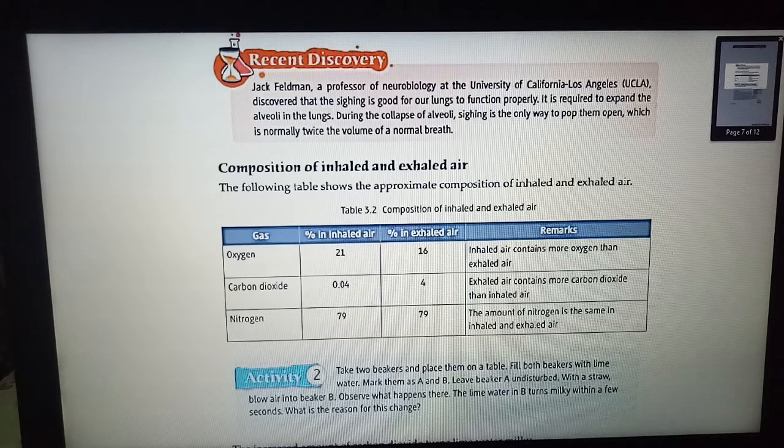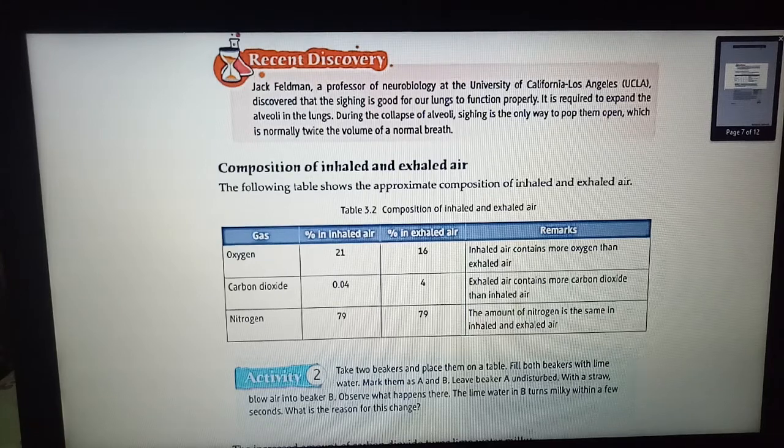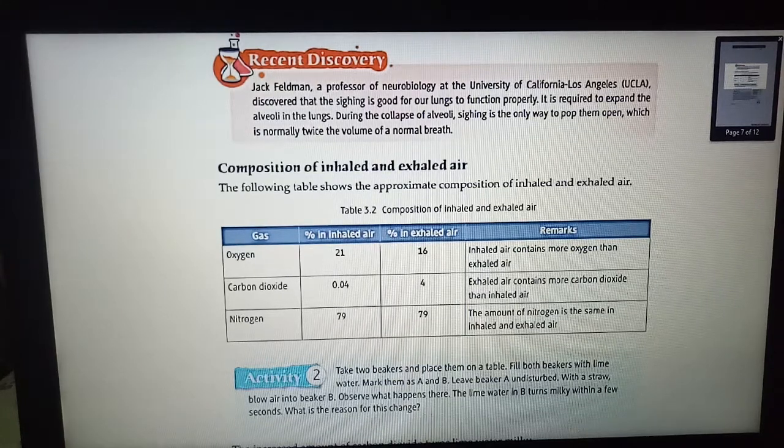Now the increased amount of carbon dioxide turns lime water milky. You can do this activity, it's very interesting. When you take lime water in any cup or a beaker and just try to blow, when we exhale, what gas comes out? It's CO2. This CO2 turns that lime water milky. Okay, just do this activity at home.